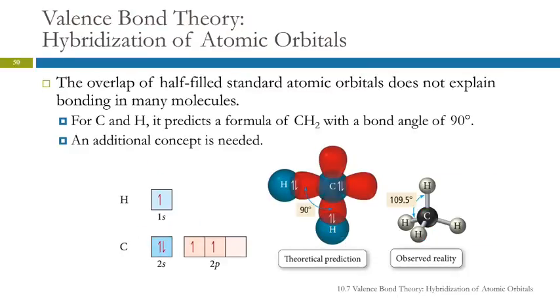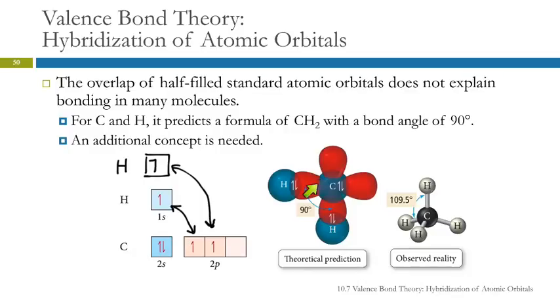Okay, let's look at carbon and hydrogen interacting. So the overlap of those half-filled orbitals worked okay for H2S. Let's see what happens with carbon and hydrogen. So here is the orbital diagram for hydrogen again. Here's the orbital diagram for carbon. If we're thinking about overlap of half-filled atomic orbitals, what are we predicting here? Well, we're predicting that this hydrogen is going to overlap with this half-filled orbital here, and that we're going to have another hydrogen, and that one's going to overlap with this half-filled orbital on the carbon.